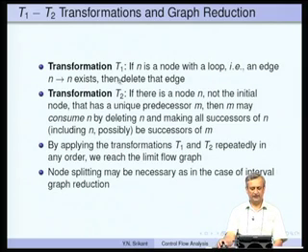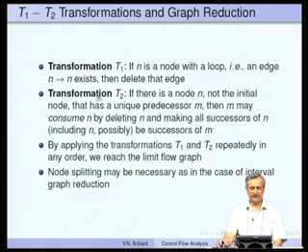The transformations are very simple. There are two transformations T1 and T2. So, if n is a node with a loop, that is an edge n to n exists, there is a self loop, then delete the edge, the self loop is removed. This is the first transformation called T1.